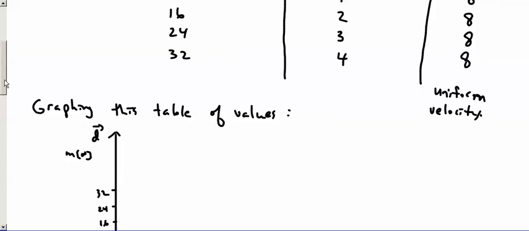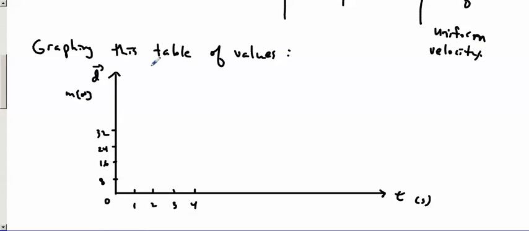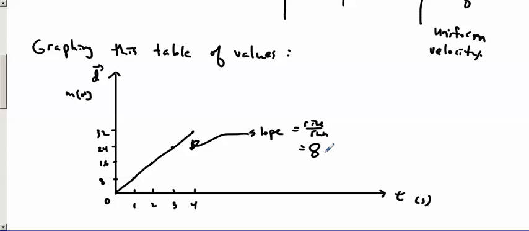Now if I took this and tried to graph it, at 0 he was at 0, at 1 he was at 8, at 2 he was at 16, at 3 he was at 24, and at 4 he was at 32, and I get a straight line. And if I was by chance to take the slope of this line, it's equal to rise over run. I don't know, beginning to end, it doesn't matter. I am going to get 8 here. And that's what I had as my uniform velocity up above here.